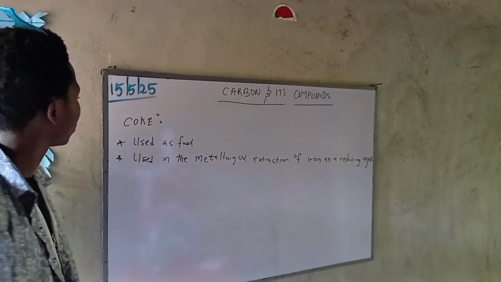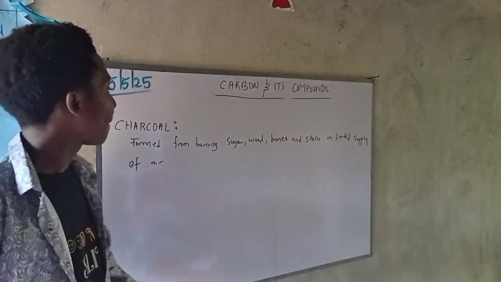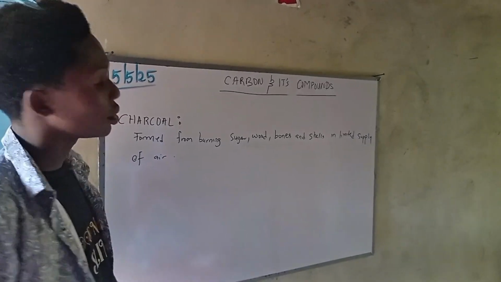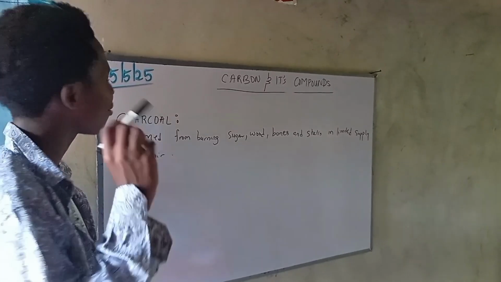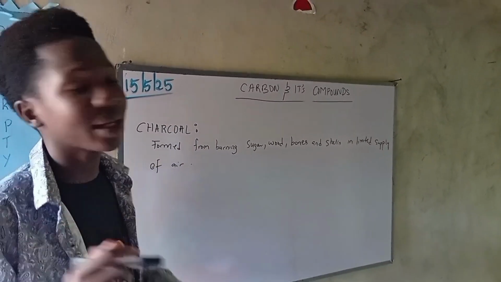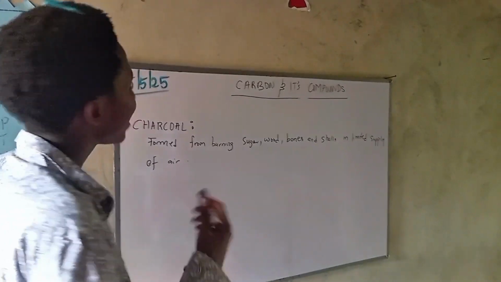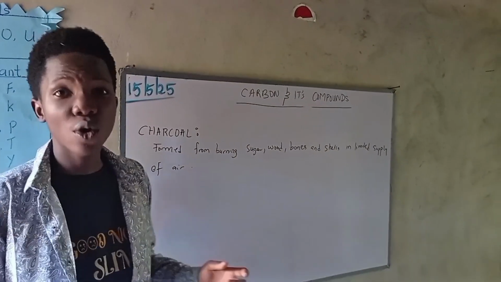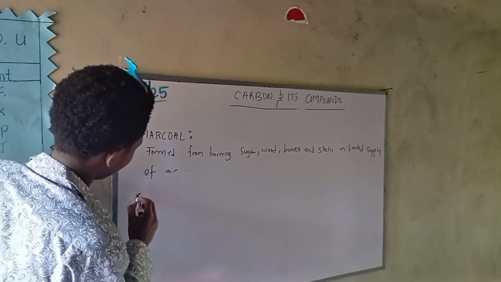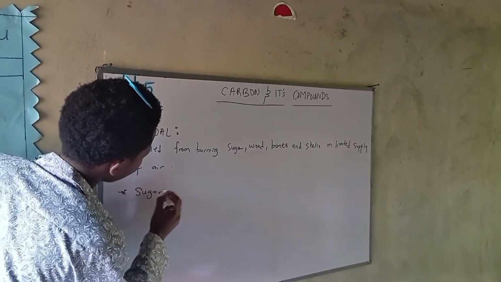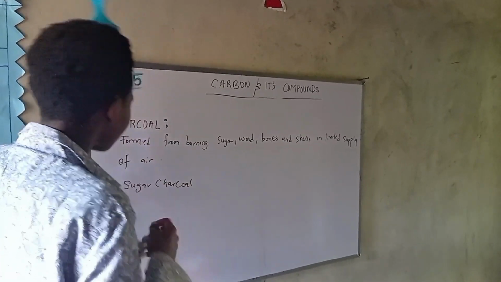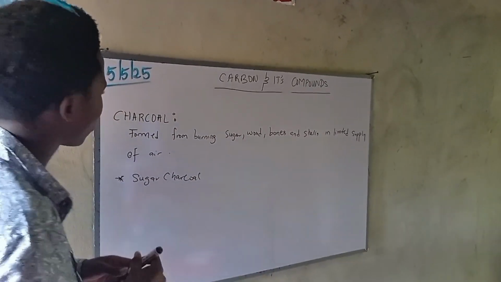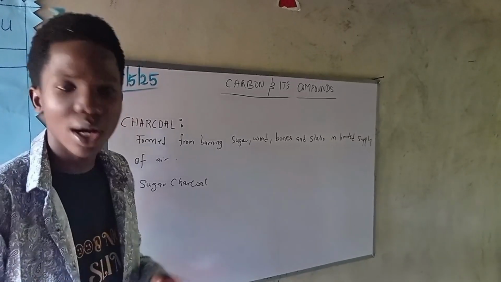So now, okay, charcoal. Now, charcoal is gotten from burning sugar, wood, bone, shells in limited supply of air. Please note this, limited supply of air. Okay, now we have different types of charcoal. We have what we call first sugar charcoal. Now, this sugar charcoal is gotten from the dehydration of sugar.